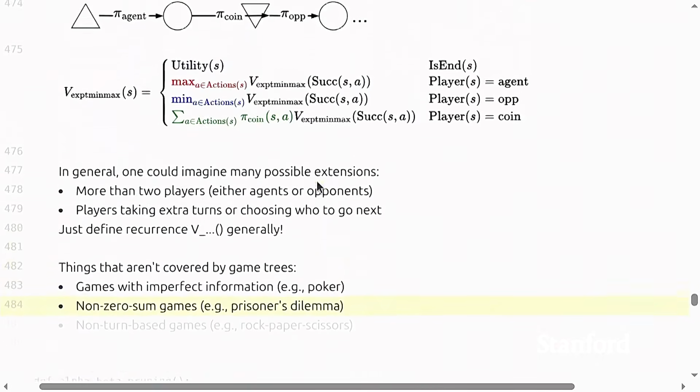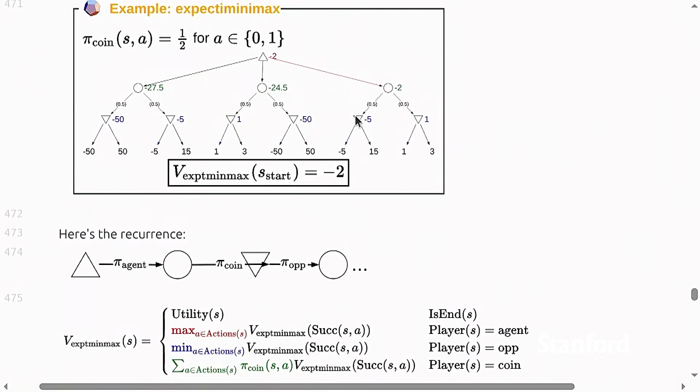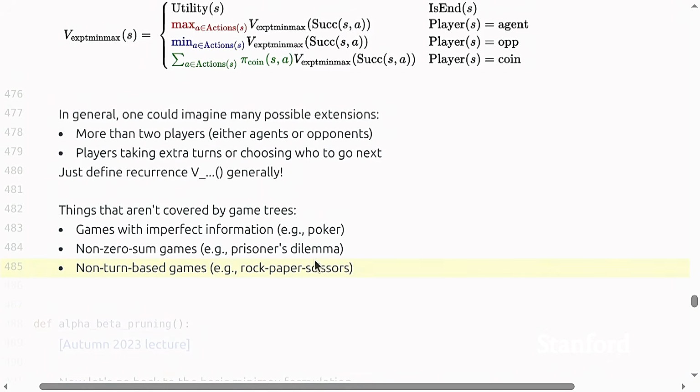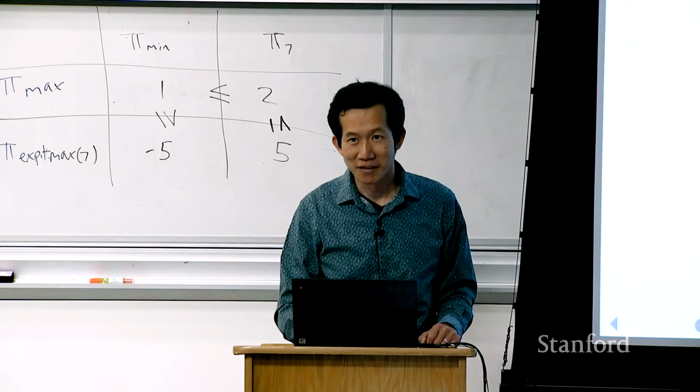We're considering only zero-sum games, but there are also non-zero-sum games, such as Prisoner's Dilemma. There are also collaborative games and so on. And there are also non-turn-based games. Here, it's turn-based: someone takes a turn, then it's someone else's turn. But there are some games like rock, paper, scissors, which are simultaneous. If you did turn-based rock, paper, scissors, that would be pretty boring.